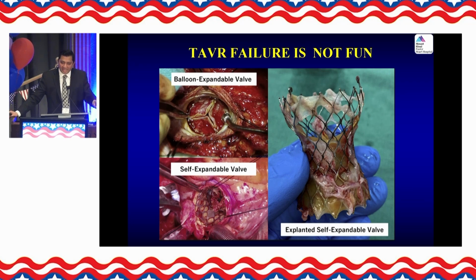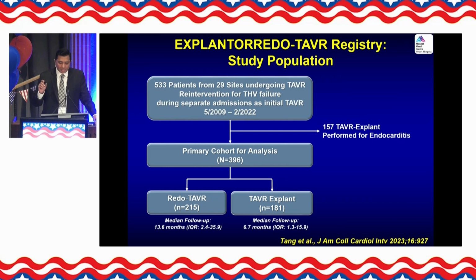You can see how nasty and ugly it could be, and when you're taking this out, you can injure the root, you can injure the aorta, and it becomes so complicated for surgeons. So TAVR has to be done carefully. It's easy, but it has to be done and offered to the right patients. When things don't go well, it is not good. So there was a registry that came out looking at explant to redo TAVR, meaning all these patients who actually failed their TAVR. It was a retrospective multinational, multi-center study done in the US. It was actually led by Dr. Gilbert.